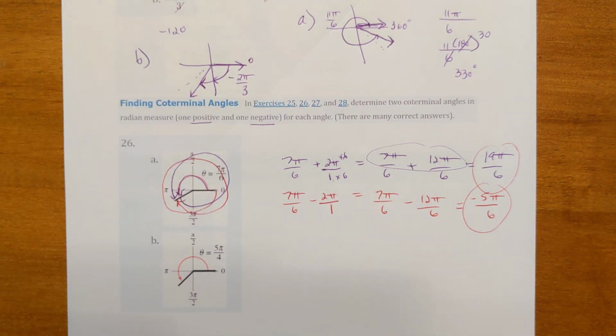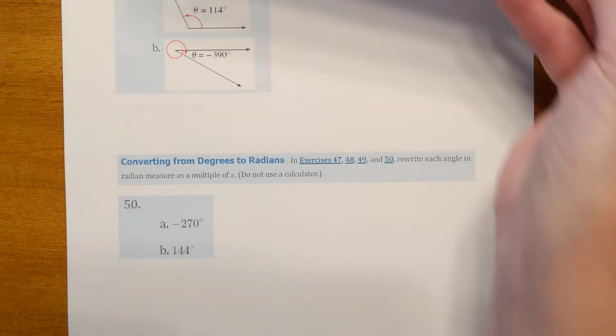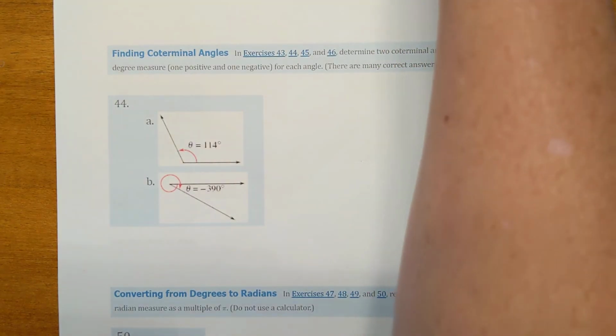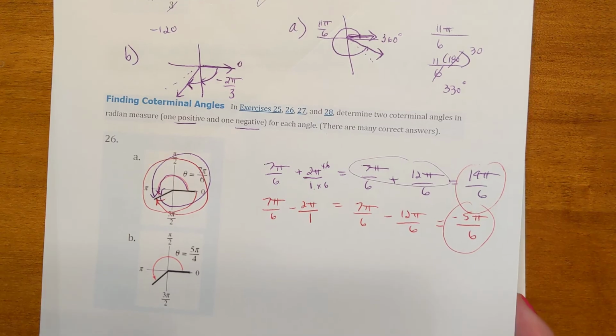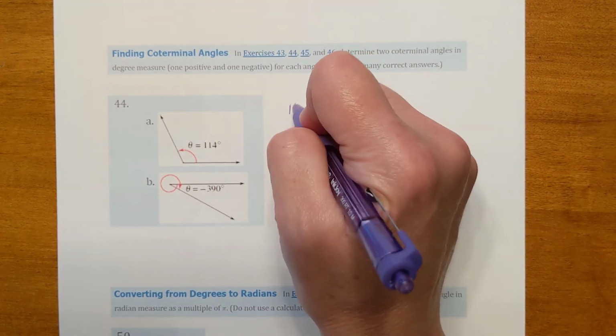Okay, it'd be the same thing on the next one. Same idea. Okay, on the next page, it's the same thing again. They want two coterminal angles. So just like on the last page, how we added 2 pi and we subtracted 2 pi, it's the same thing on here. So it was 114 degrees.